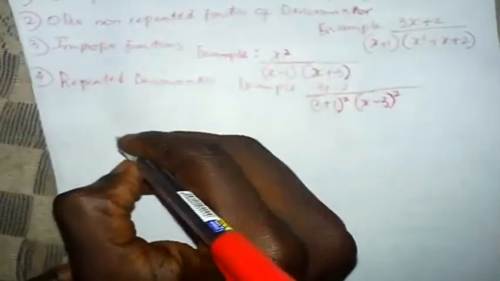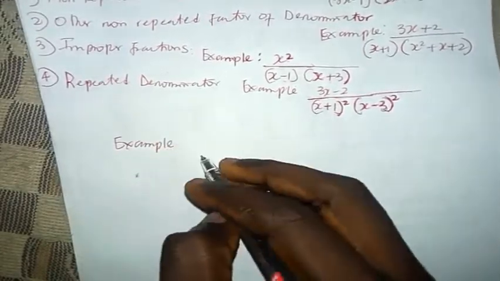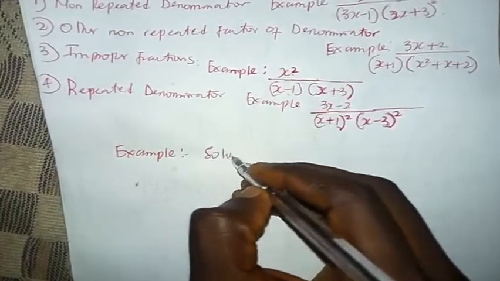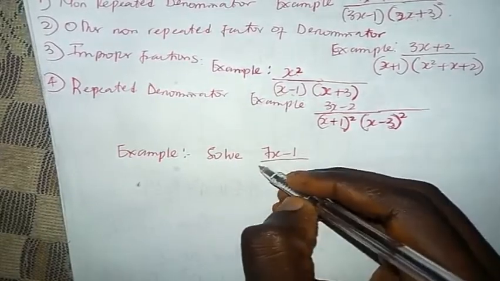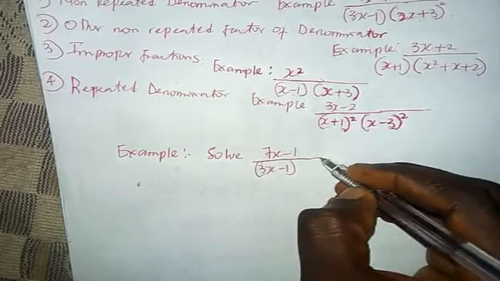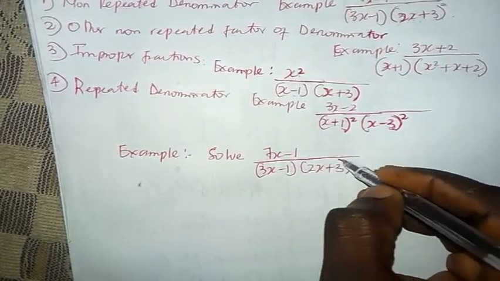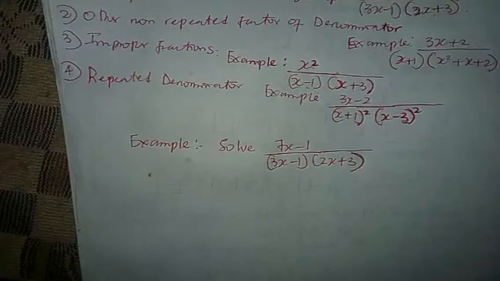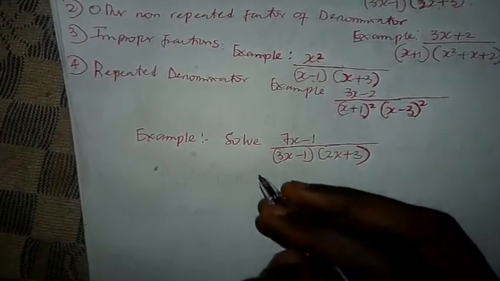Example. Solve 7x minus 1 over 3x minus 1 and 2x plus 3. Yeah, that's the question. Have you seen it? That's the question. So let's solve this. Okay. Solution.